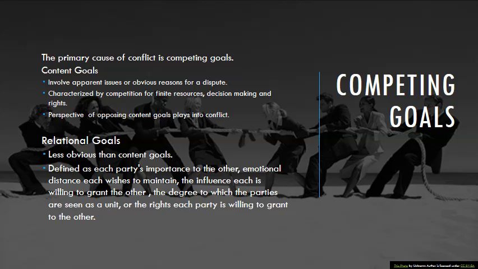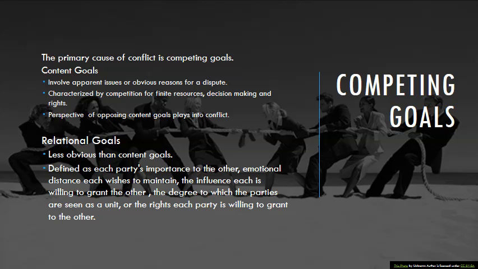When talking about goals, there are two kinds: content goals and relational goals. Content goals are those that are obvious or at least easily definable. Here's an example. Within a group, you may find yourself being left out of the decision making process. You may believe your partner is taking over the project. However, your partner may believe this is the case because you don't show much interest. These are two competing content goals.